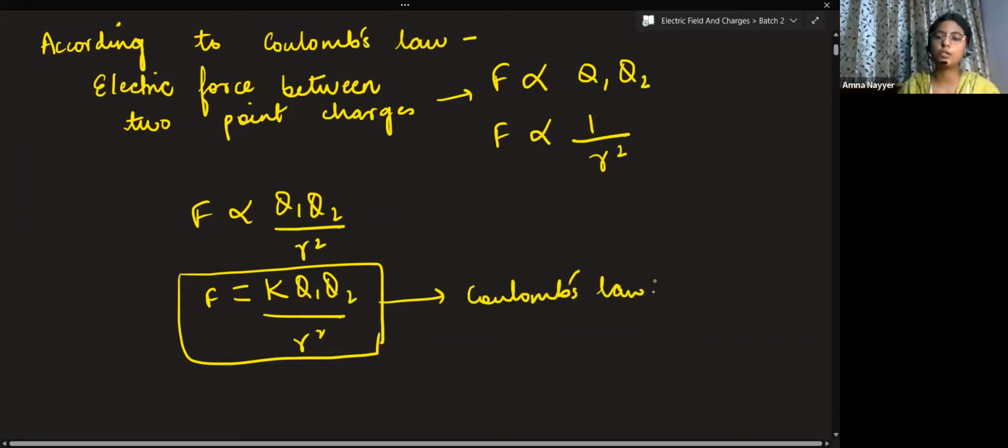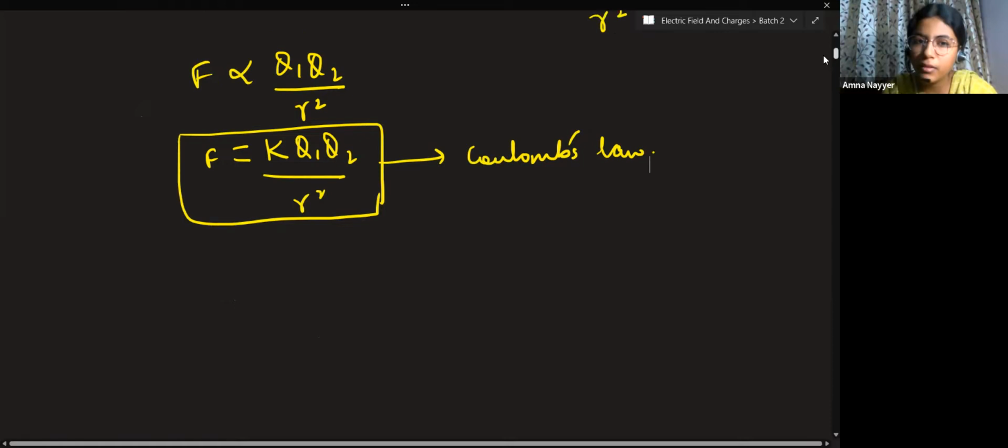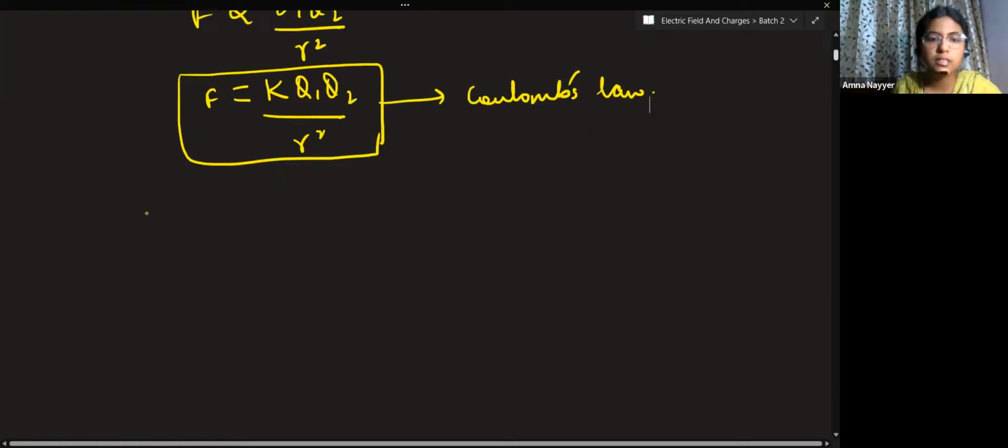This is your Coulomb's law. We'll focus on it. What is this K? What are the constituents of this K? But for the time being, just remember this K. K is equal to 1 divided by 4 pi epsilon naught. This symbol, see this symbol, this curved E, this is known as epsilon.